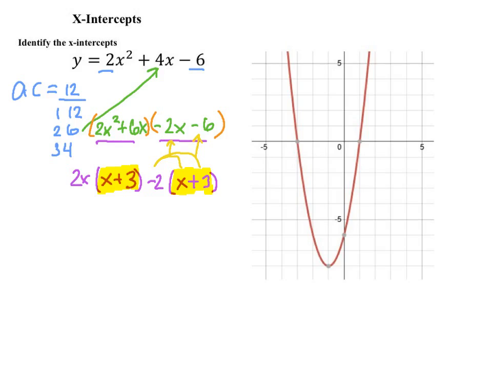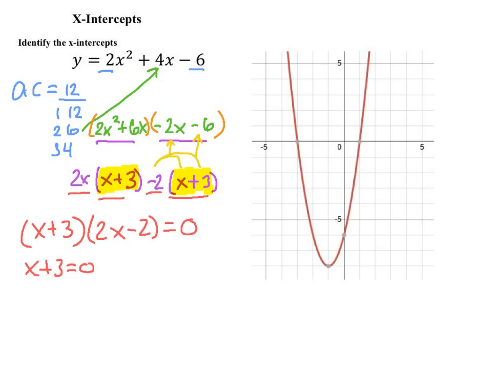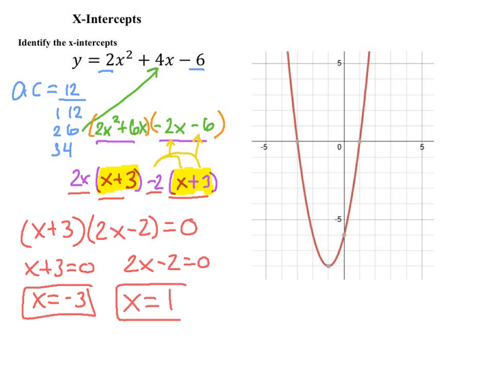So the next thing I need to do is I notice that these are x plus 3, so I can factor that out as a GCF. Now what's left over? 2x minus 2. Now I do ZPP. So I have x plus 3 equal to 0 and 2x minus 2 equal to 0. When I solve this first equation, I get x equals negative 3. And then when I solve the second equation, I get x equals 1. These are my x-intercepts for the equation.